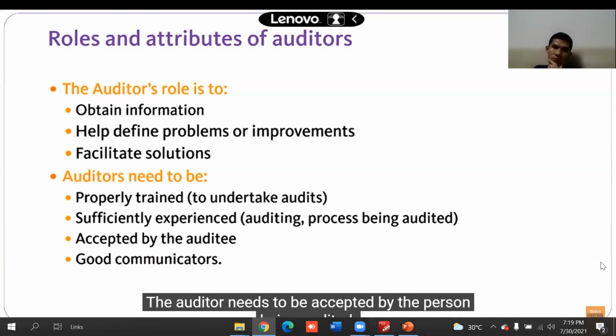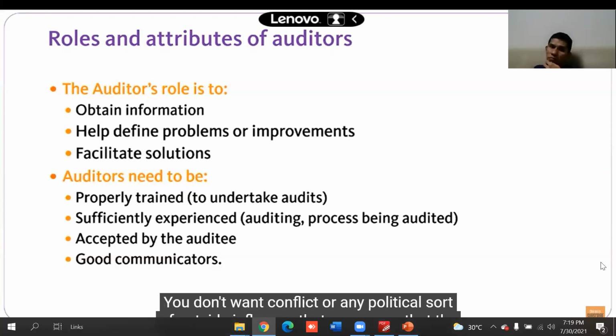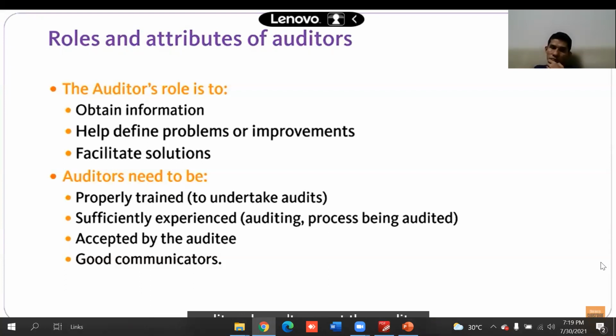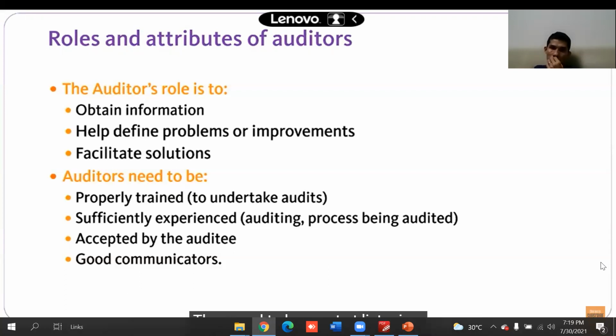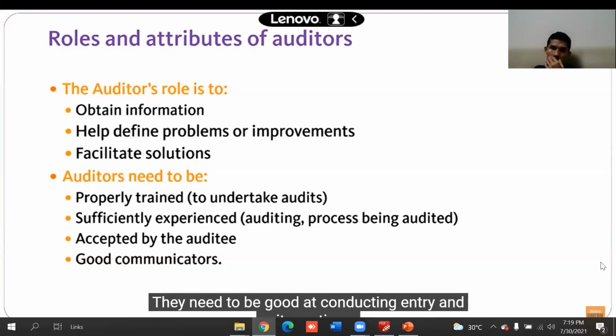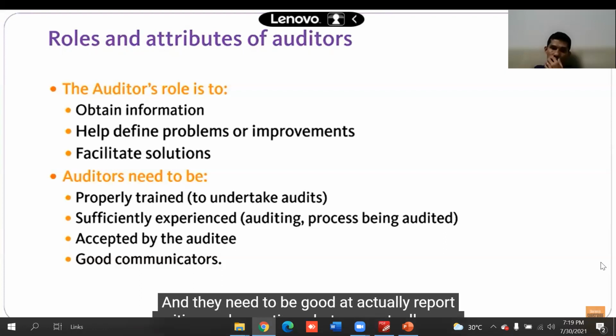The auditor needs to be accepted by the person being audited. So you don't want conflict or any political sort of outside influence that may mean that the auditee doesn't accept the auditor. And the auditor also needs to be a good communicator. So they need to be able to ask nice, clear questions. They need to be great at listening. They need to be good at conducting entry and exit meetings. And they need to be good at report writing and reporting what was actually seen and found on the audit so that it's nice and clear and understood by all.